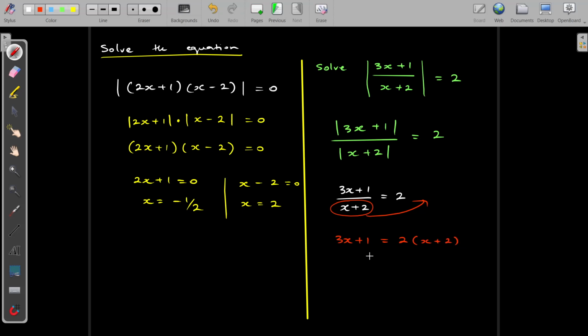This will give us one of the solutions. So 3x plus 1 is equal to 2x plus 4. Transposing, 3x minus 2x, so x is equal to 3. That's one of our solutions.